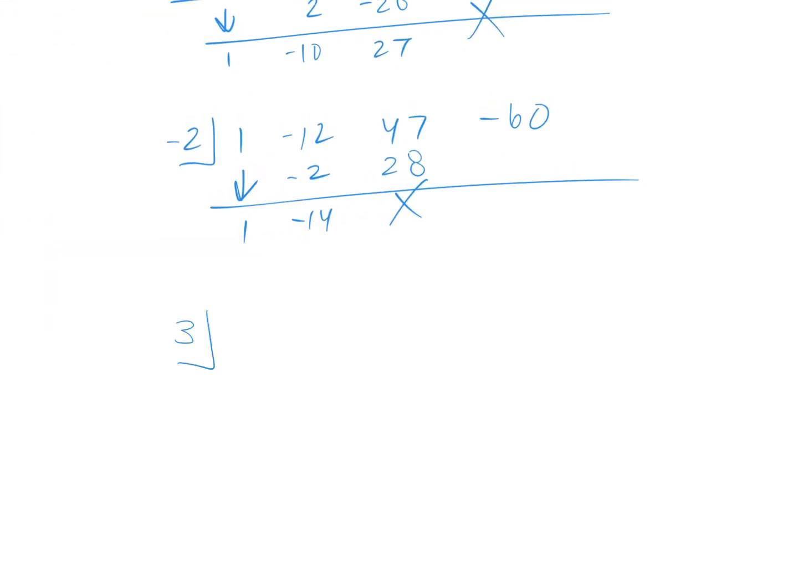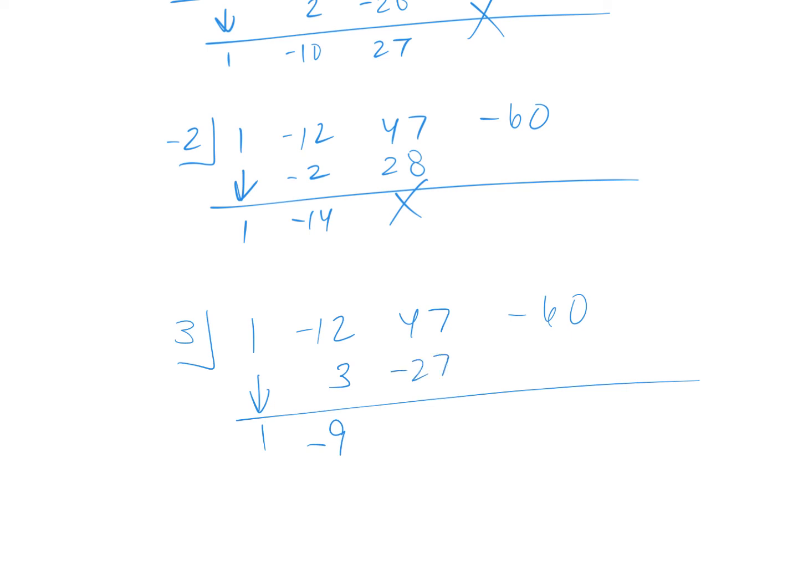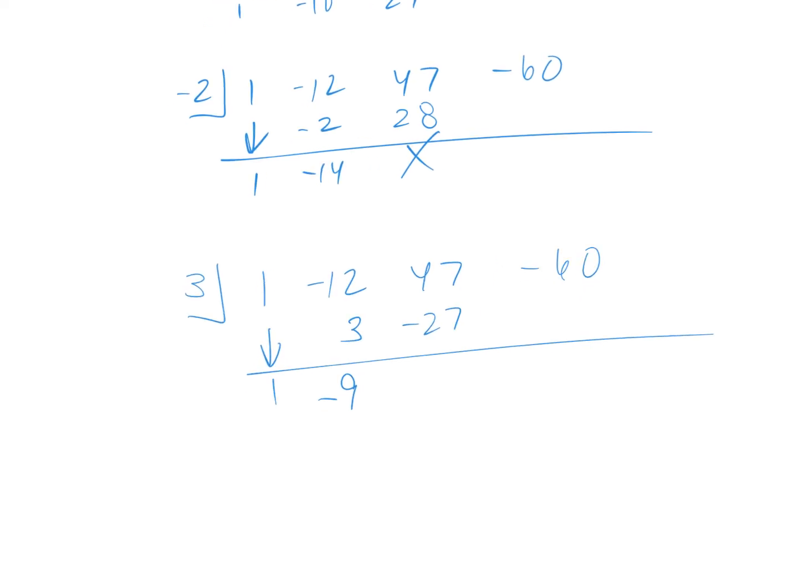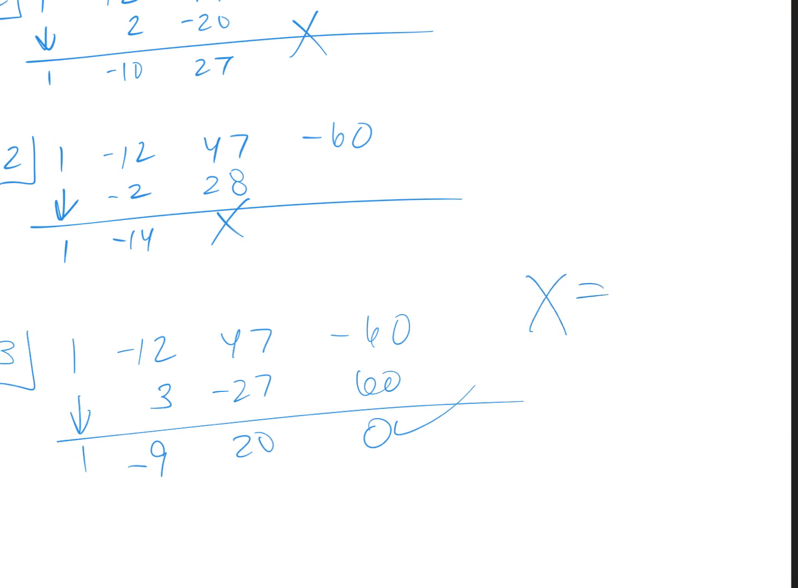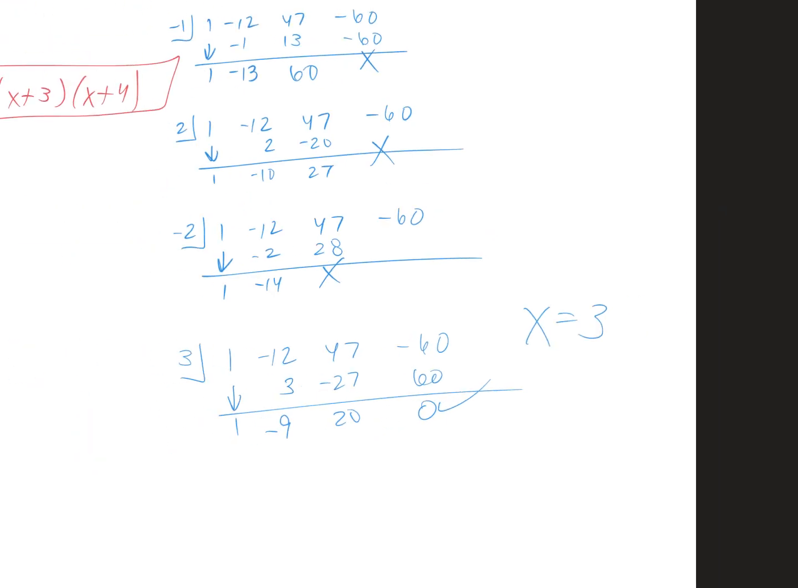Go to 3. 1, -12, 47, -60. Bring down your 1. 1 times 3 is 3. -12 and 3 is -9. -9 and 3 is -27. What's 47 minus 27? 20. What's 20 times 3? 60. What do we find? Whew. X equals 3. I didn't know if that was going to work or not.